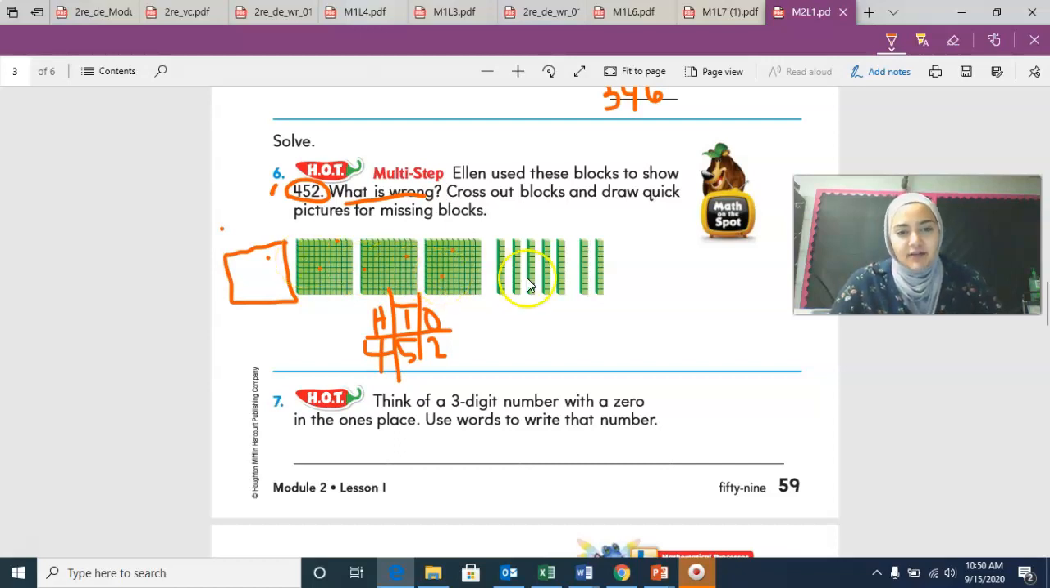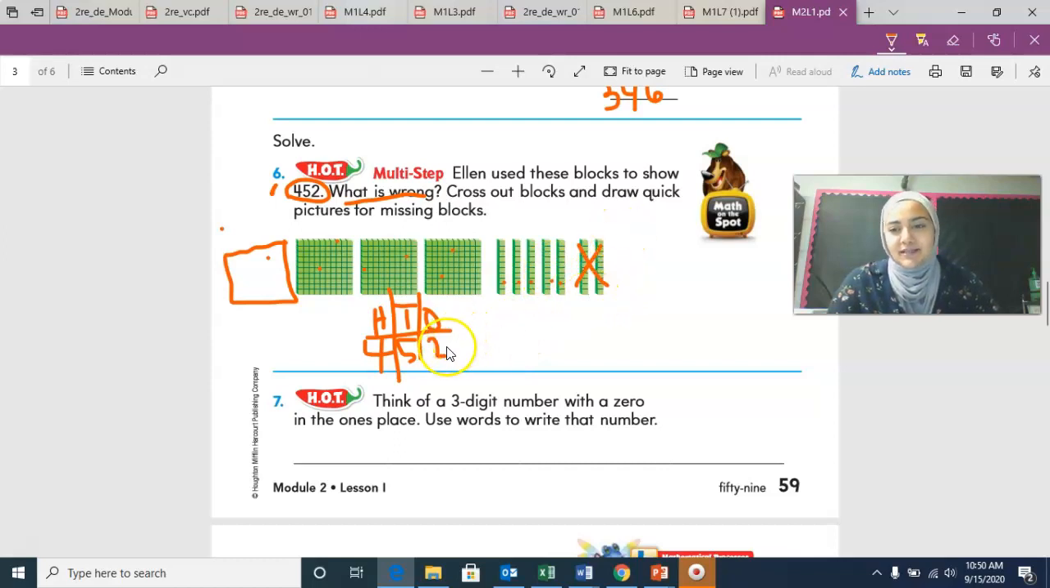So 400, and then we need how many tens? 5 tens. Very good. 1, 2, 3, 4, 5. Okay, these are 5 tens. We have 2 extra ones. Do we need that? No, we don't. They didn't say 7 tens. They said 5 tens. So we have 1, 2, 3, 4, 5 tens. So we can put an X on these 2.